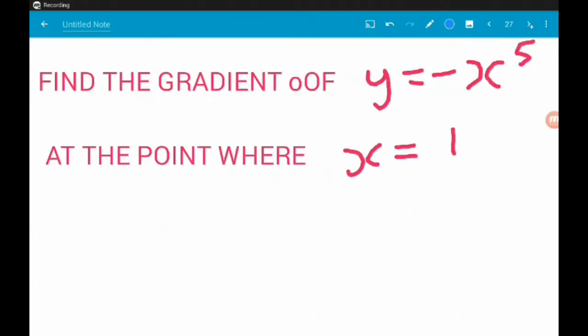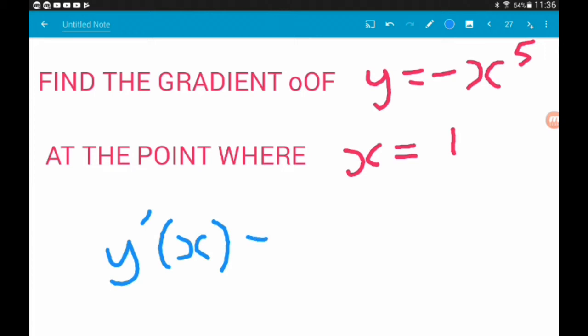Okay, example 2. We want to find the gradient of y equals minus x to the power of 5 at the point where x is equal to 1. First off, differentiate. This time I'm going to use dash notation, just because it's easier. So y dash of x is going to be minus 5x to the power 4. That gives us our expression for the gradient anywhere on the curve. It's minus 5 lots of the x coordinate to the power of 4.